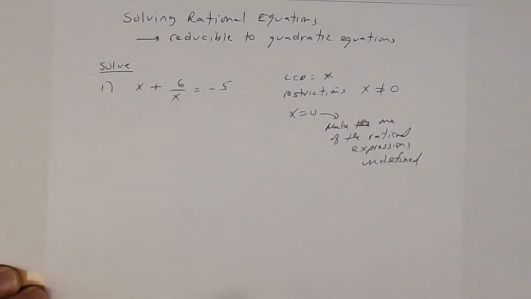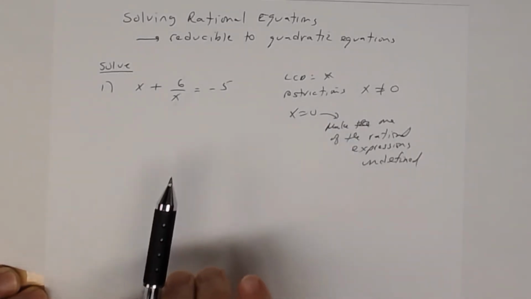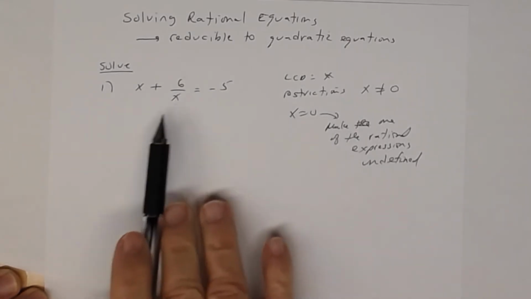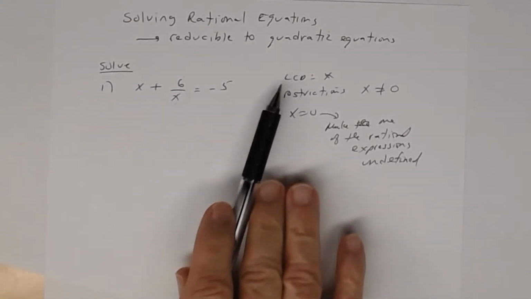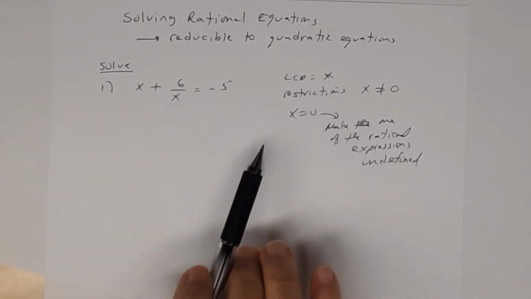Okay, so my restriction is x not equal to 0. Okay, so let's go ahead and now go to step 2. So that was step 1. You need to find your LCD and then determine the restrictions.